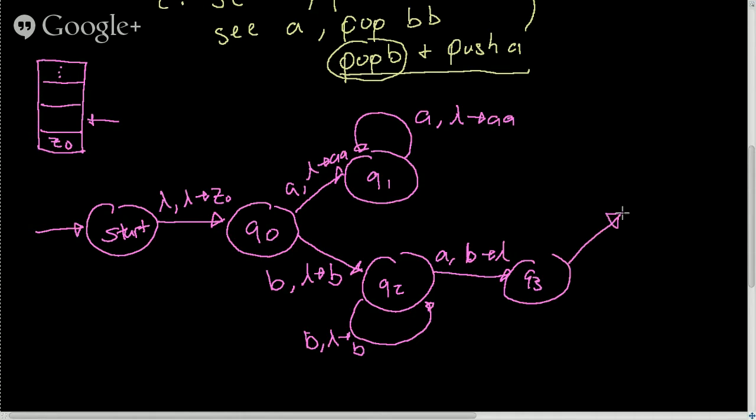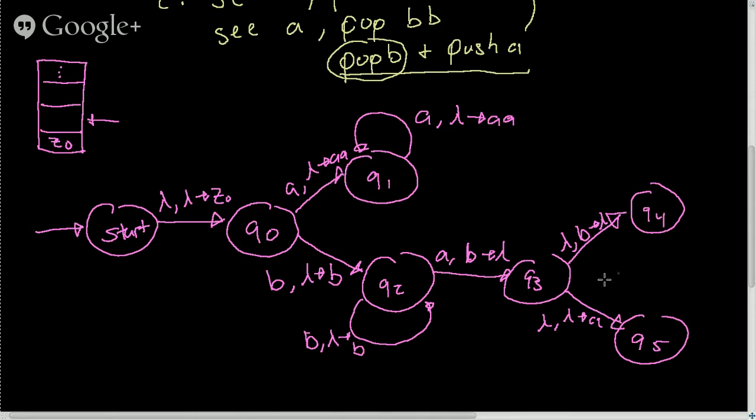So we're going to need a state for if we need to pop another B, or if we need to push an A. So here's if we need to pop another B. B goes to lambda. Here's if we need to push an A. So lambda goes to A. This will be Q5. This will be Q4. And this may get a little bit hairy, and I apologize for that. I'm drawing this from scratch.